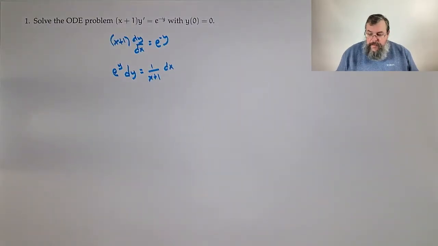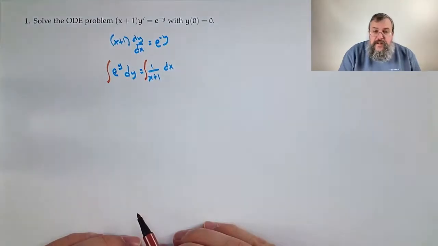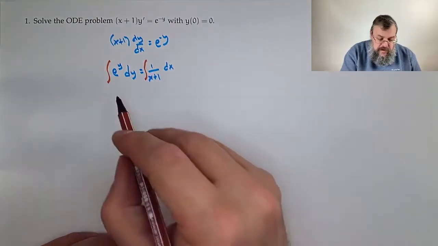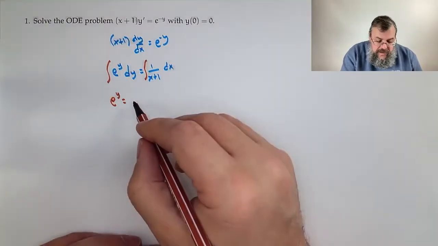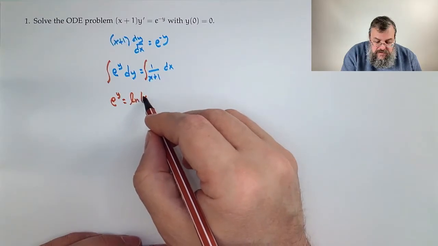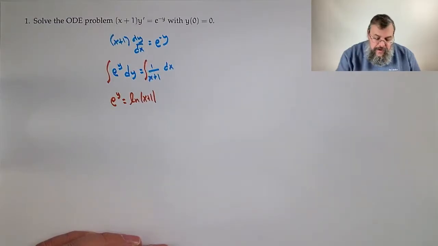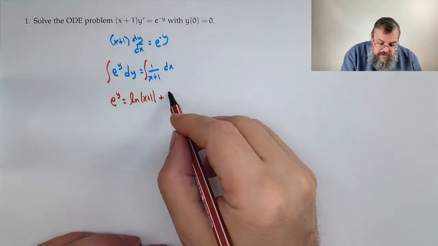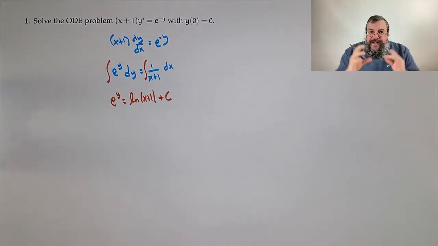After you've done your separation, the next thing is to integrate. So we'll integrate both sides, and neither side is particularly bad. The integral of e^y is e^y. The integral of 1 over (x+1) is natural log of (x+1). And of course, plus c. We only need one plus c. We don't need to put a plus c on both sides, because remember, constants can be combined together. Constants are like sponges. They like to absorb other constants.